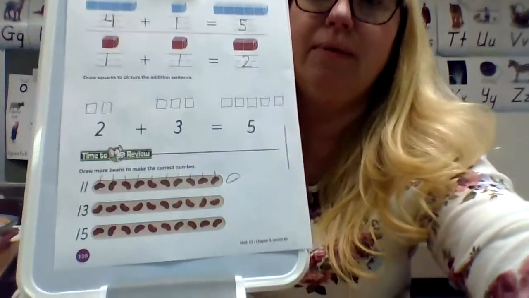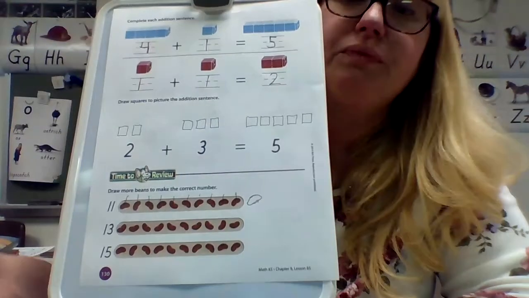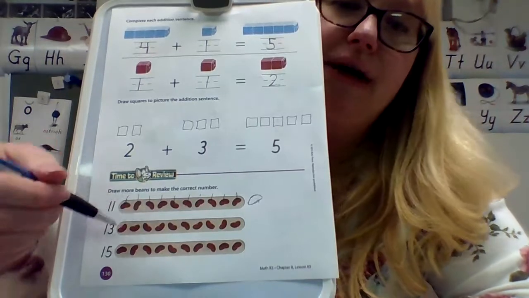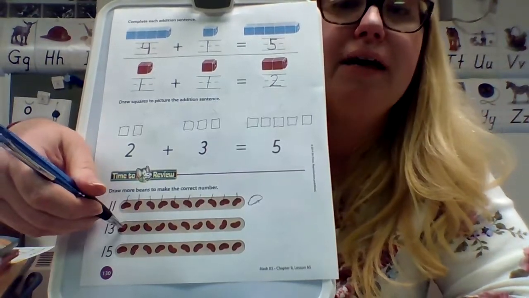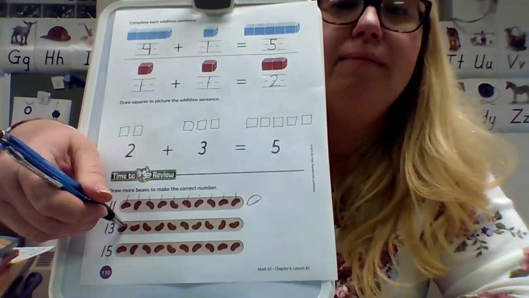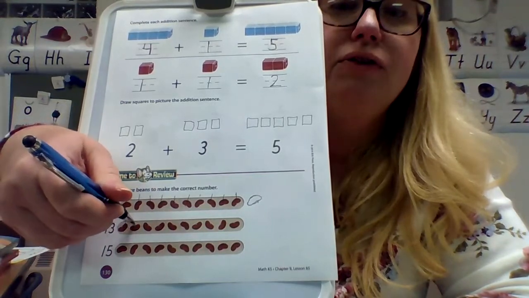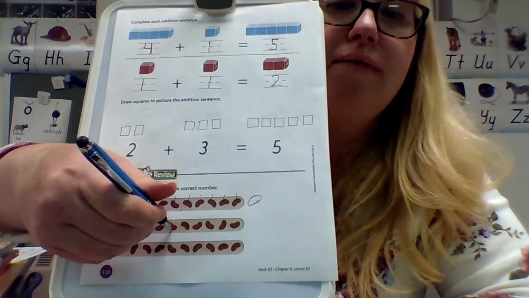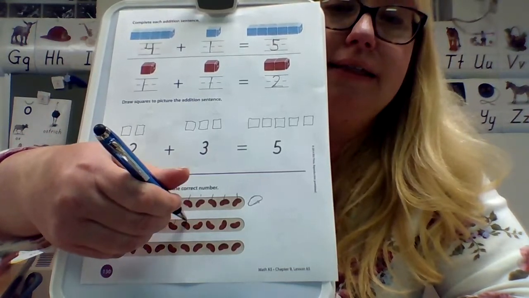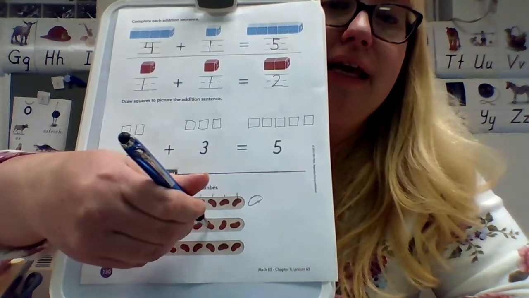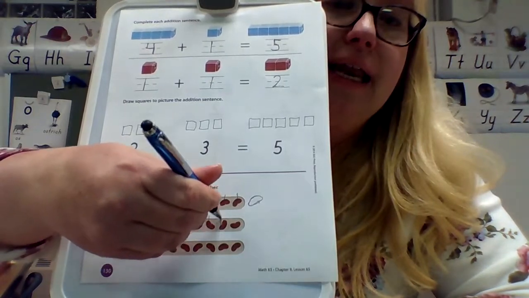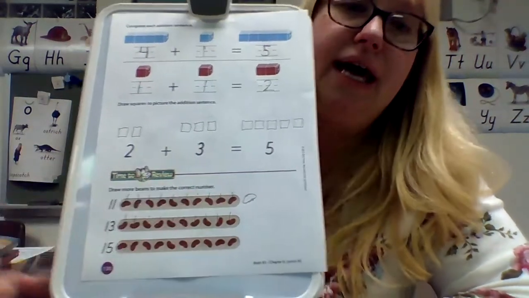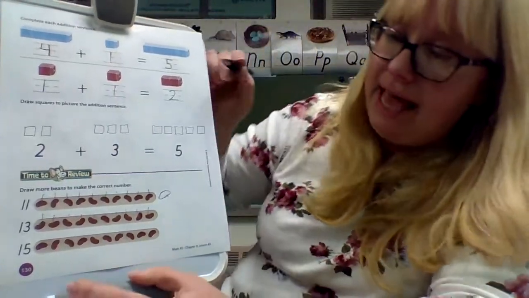Let me tilt this a little bit so you can see it a little better. We have, what number is this here? 13. So once again, let's count. Draw little lines to help you keep track. Ready? Count with me. 1, 2, 3, 4, 5, 6, 7, 8, 9, 10. We need to get to 13, so we have 10.